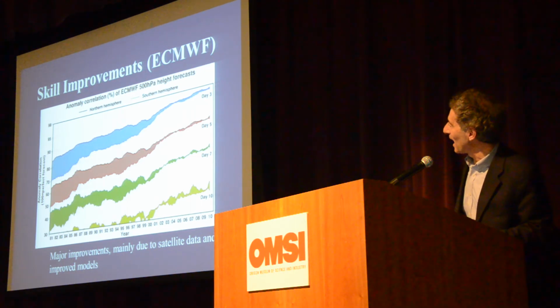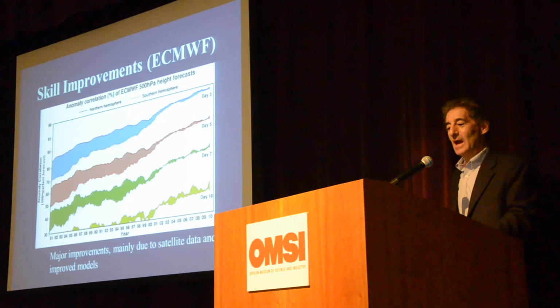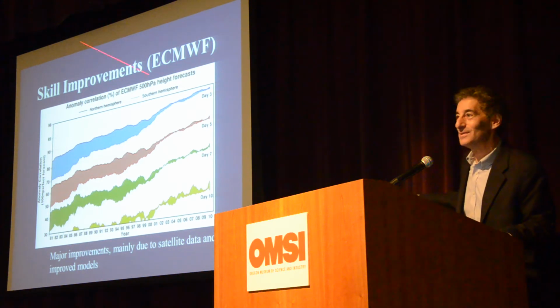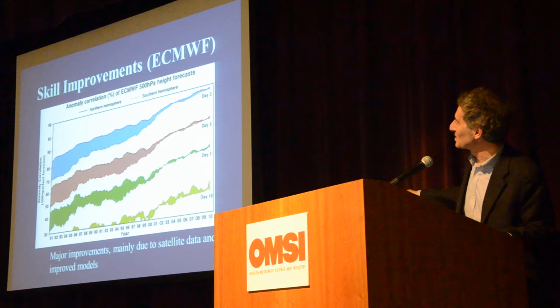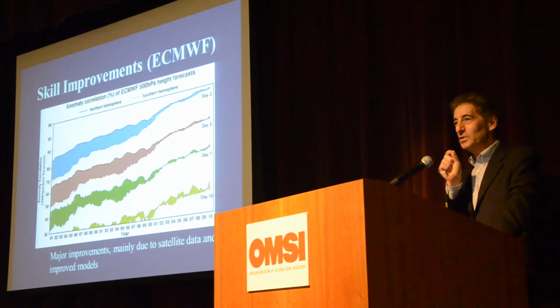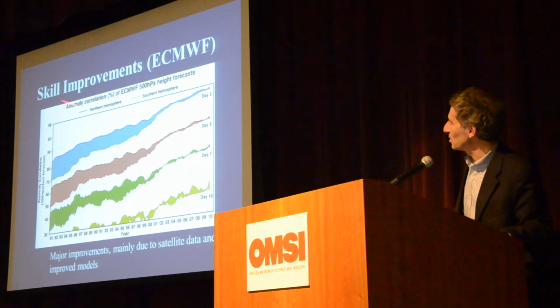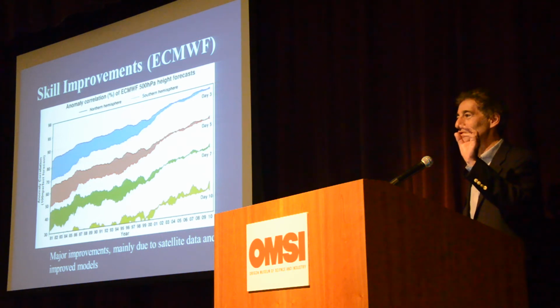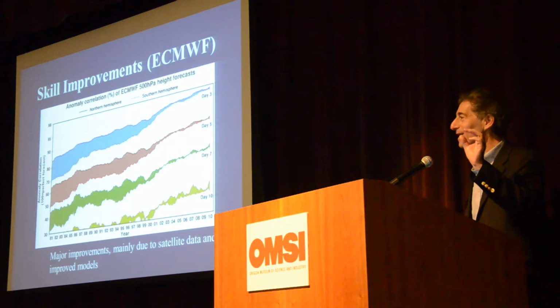And the top line in each of these color things is the northern hemisphere, and the bottom is the southern hemisphere. Now, two things strike you. First, it's going up, right? And 100% would be a perfect forecast. And the skill has increased. But one thing I want you to notice, the difference between the northern hemisphere and the southern hemisphere skill has dropped to almost 0. Why is that?